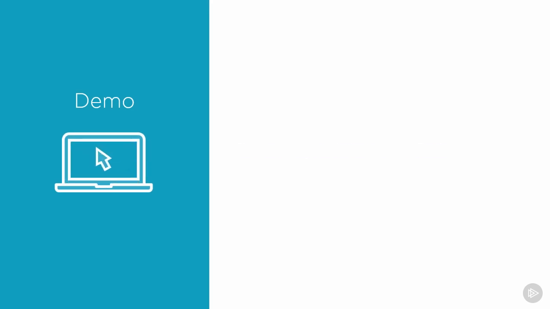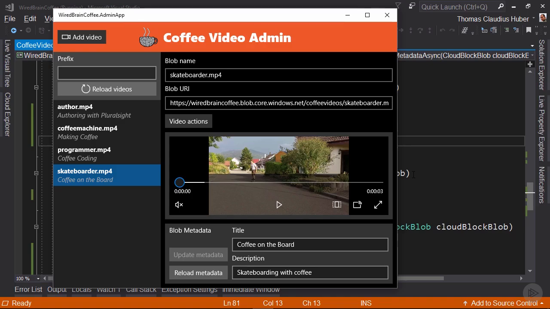In this demonstration you learn how to remove metadata from a blob. This is important because we have a bug in our Coffee Video Admin application. Let's switch to Visual Studio. Here I've started the Coffee Video Admin application.